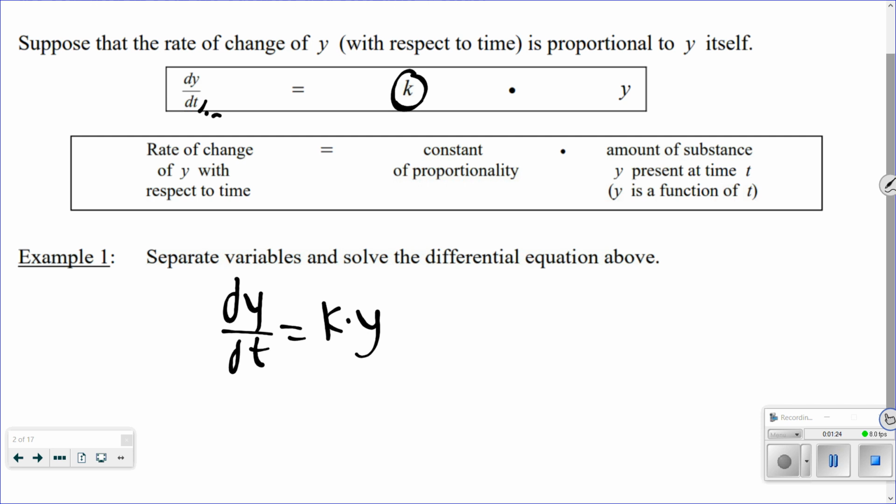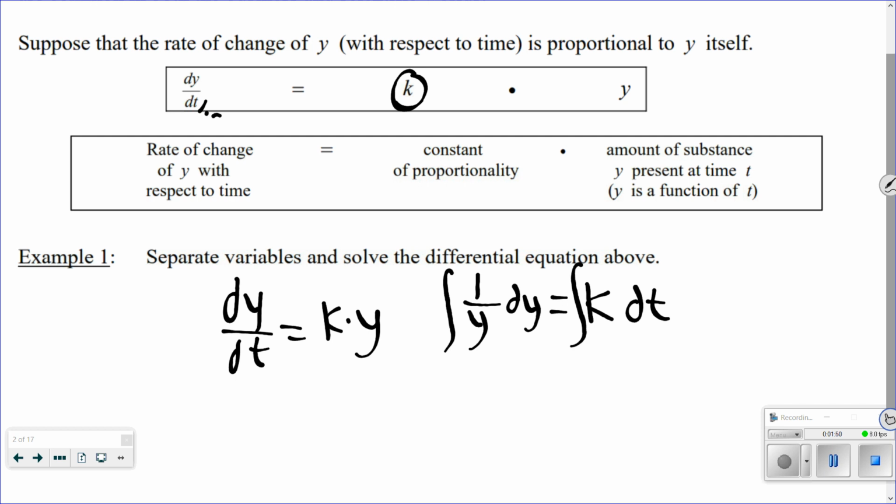To solve this differential equation, I'm going to multiply the dt over to the right side and divide the y over to the left side. So I end up with 1 over y dy equals, I left the k over here, but I multiplied the dt up to that side. So I've got my y's on the left side with the dy. k is just a constant. I'm going to leave it with the dt. Now we're going to integrate both sides.